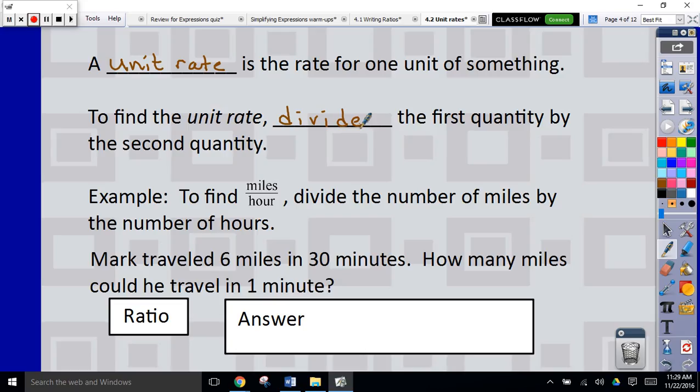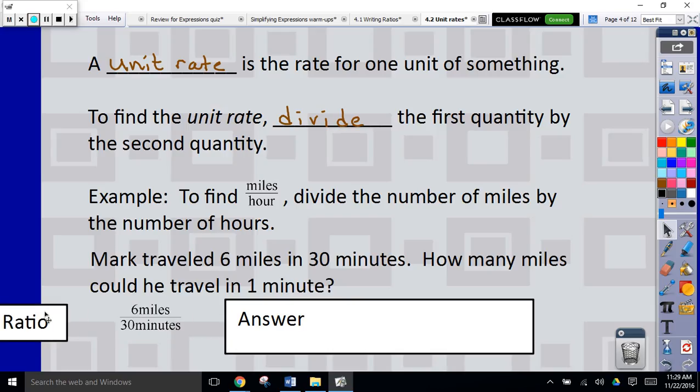Okay, so first we have a ratio. I think that this is going to move. What would my ratio be? David? Anyone know what the ratio would be? Nick? Miles to minutes. Okay, I think this moves. Yes, it does. There we go. So you have 6 miles in 30 minutes.